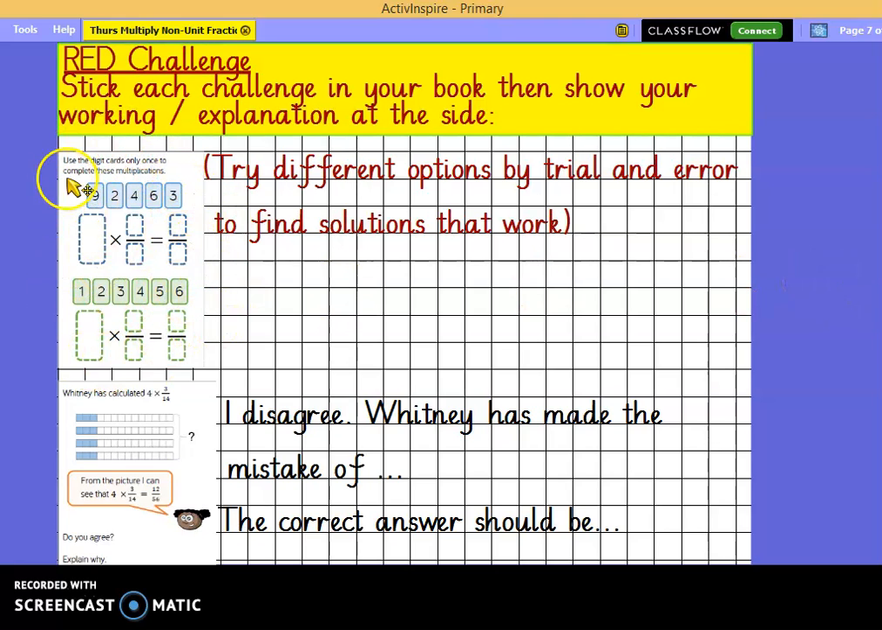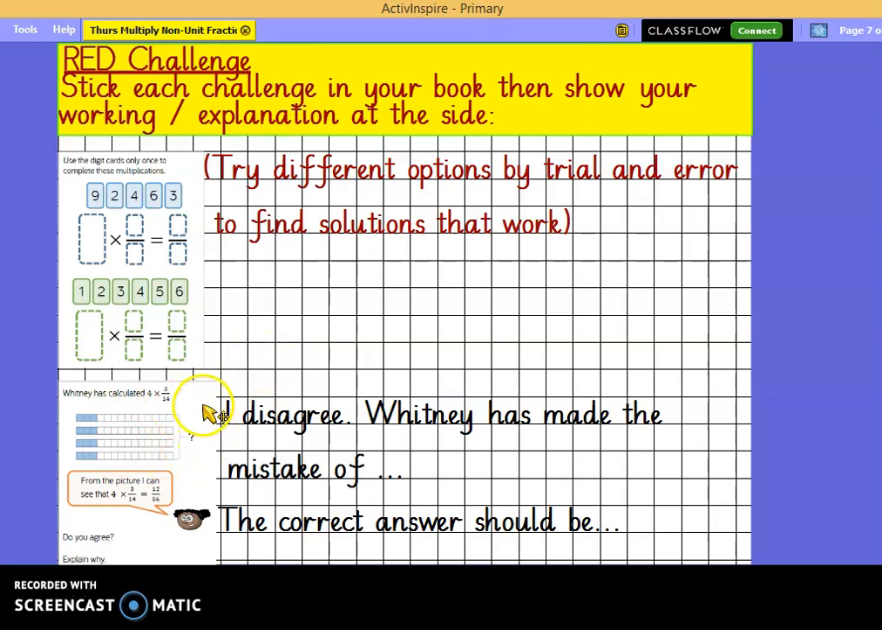So for this first one, it says use the digit cards. We can see the digit cards here, and you can only use them once in each of those spaces to complete these multiplications. So a whole integer multiplied by a fraction equals another fraction. The same here, but this time I'm using 1 to 6. And it's given you a little hint here. You need to try different options by doing trial and error, trying them out and seeing whether it works to find solutions that work in these spaces. It's really important you try, and if it doesn't work, you try something different.